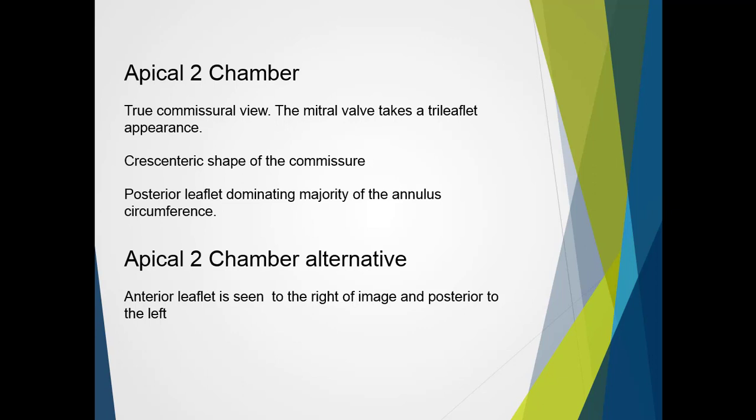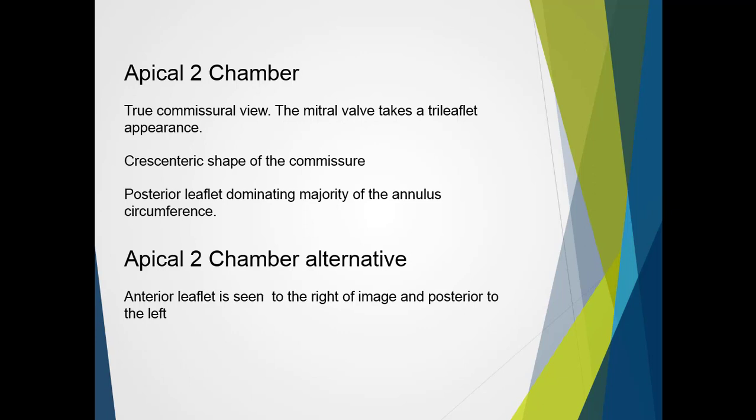So we also assess the mitral valve from the apical 2-chamber view, which is called the true commissure view. Both papillary muscles, the anterolateral and the posteromedial, can be seen. The mitral valve takes a tri-leaflet appearance. We can observe the medial portion of the posterior leaflet, then the mid portion of the anterior leaflet, then the lateral portion of the posterior leaflet. This presentation is due to the crescentic shape of the commissure, which is the posterior leaflet dominating the majority part of the annular circumference.